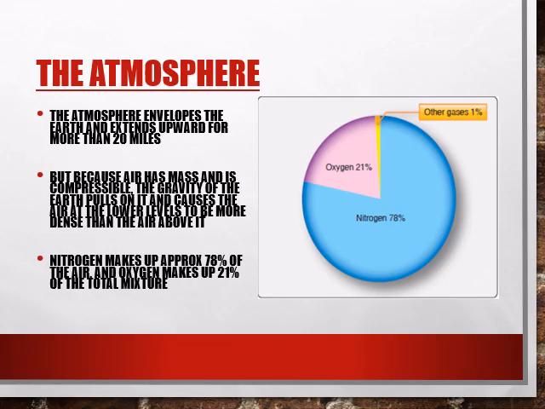The atmosphere wraps around the Earth and extends more than 20 miles upward. Because air has mass and is compressible, gravity pulls more of it toward the surface. This means the lower levels of the atmosphere are much denser than the upper layers. About 78% of the atmosphere is nitrogen and 21% is oxygen. The remainder is composed of water vapor, carbon dioxide, and inert gases.